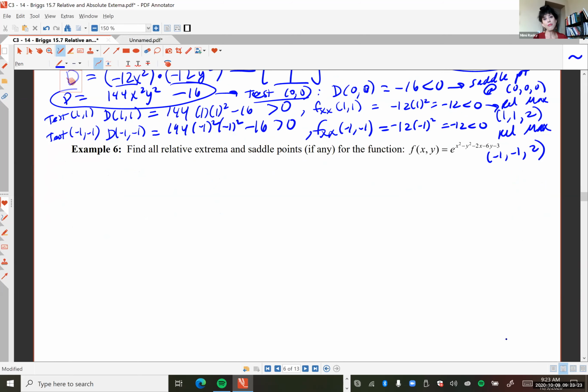This is not a polynomial like all the other examples we've done. This is an exponential. How do you deal with it? Well, carefully. So how do you get partials? Well, how do you take the derivative of an exponential?